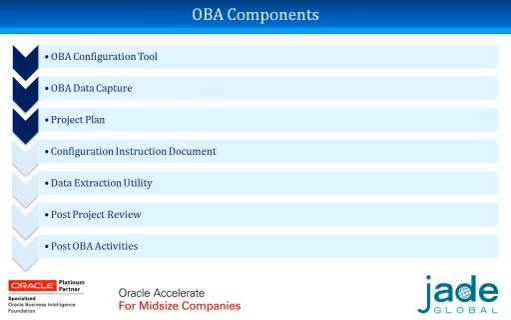And using the data capture, OBA is helping an IT architect. And using a configuration tool, OBA is helping a business analyst to put in relevant questions and get what exactly needs to be done in an implementation. So at the end of it, OBA will give you a configuration instruction document, a data extraction utility, and a post-project review: once everything is done, the checklists you need to verify before you go live. And we'll talk about post-OBA activities.